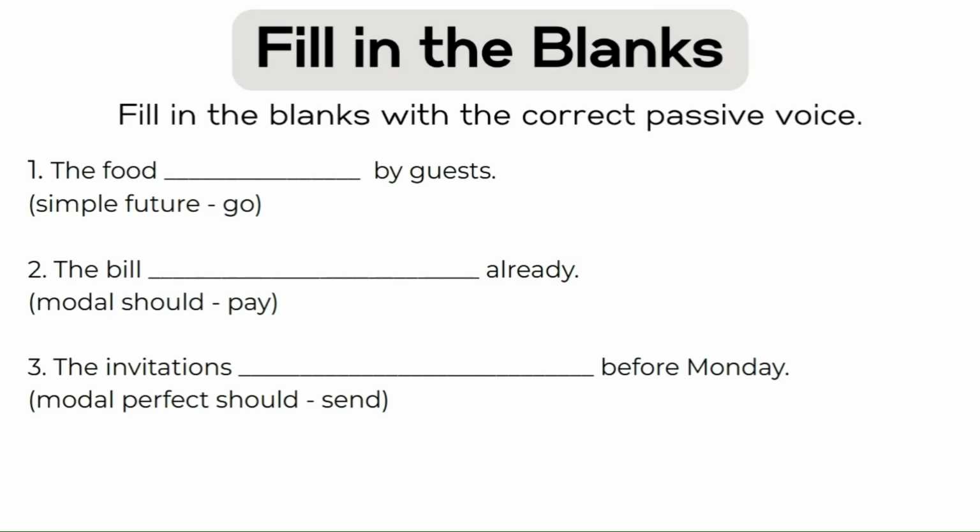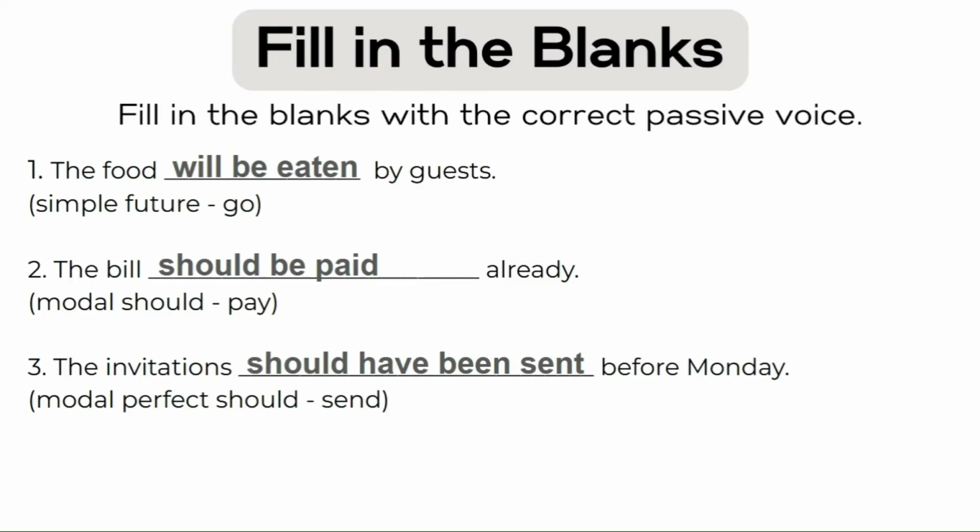Okay, let's check. Number 1. The correct answer is will be eaten. Let's read the sentence. The food will be eaten by guests. Number 2, the correct answer is should be paid. Let's read it. The bill should be paid already. And number 3, the correct answer is should have been sent. The invitations should have been sent before Monday.